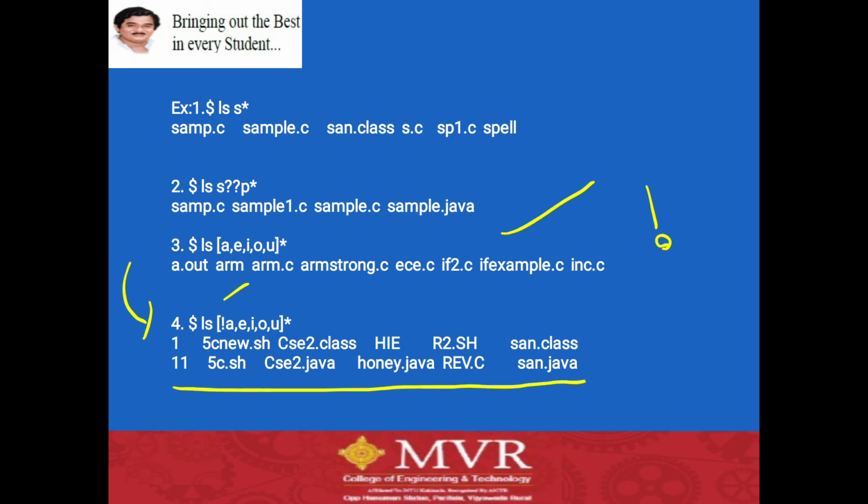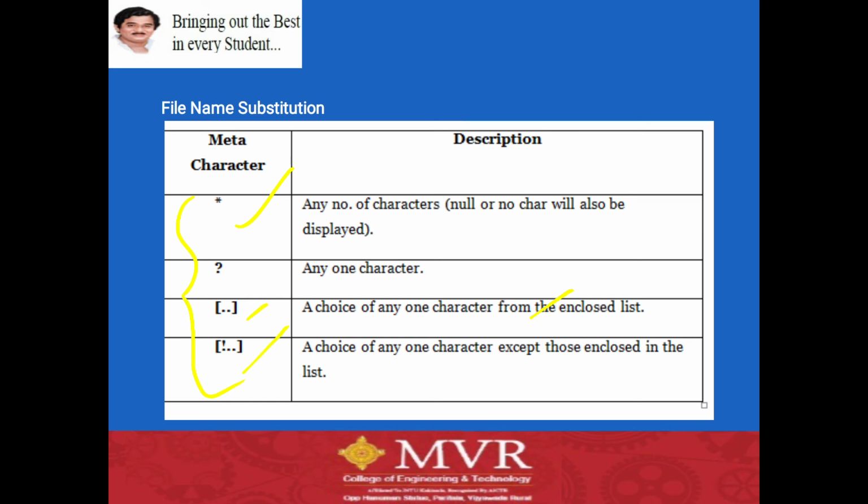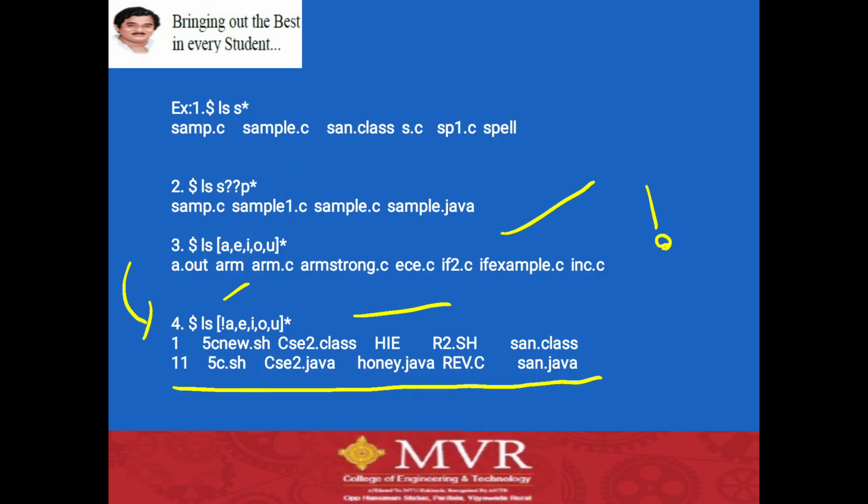So now you see the output. No file name is starting with vowels. So it is displaying all the file names which are not starting with vowels. In this way you can use not. So these are all meta characters used to search file names. File name substitution meta characters are 4 types: star, question mark, square brackets, that is also called range, and the exclamation mark, that is not. So these 4 you can call file substitution meta characters. This is the first category of the meta characters.